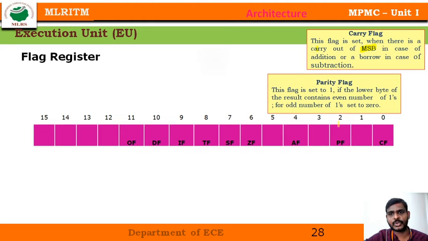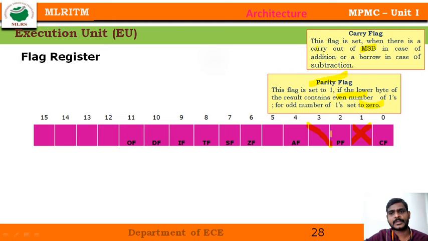Bit number 1 is not used. Bit number 2 is called the parity flag. This flag is set to 1 if the lower byte of a result contains an even number of ones. For an odd number of ones, this flag is reset. So when I check my result, if the lower byte has an even number of ones, the parity bit is set. Otherwise it is in the reset condition, that is 0.